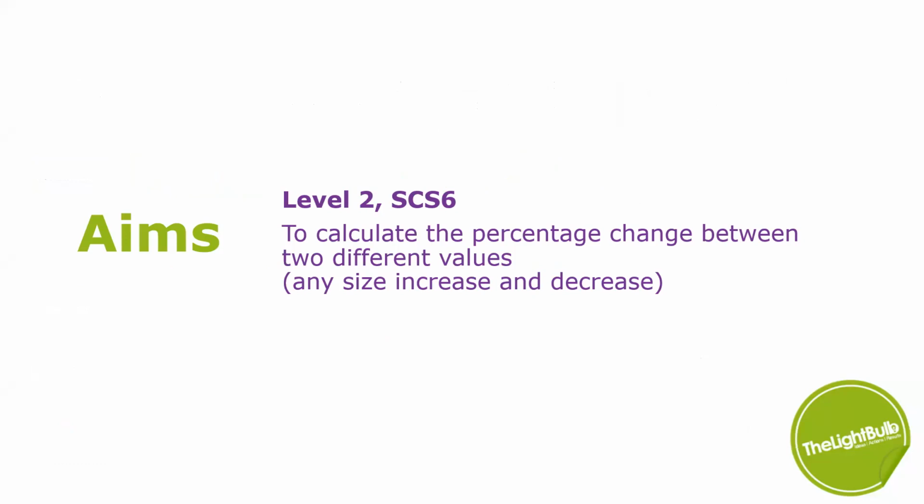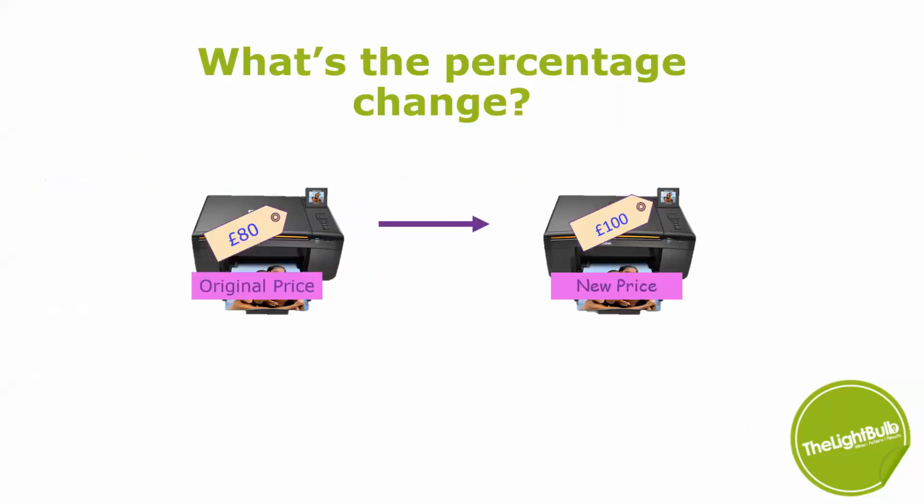Let's have a look at an example of where this might be useful or put into practice. Not only can we compare the amount of income that a business or charity may have had, we can compare the prices of different things as well. So on the screen, we've got two printers. The first printer was costing £80. And then sometime later, the same printer actually increased in cost and now costs £100. What is the percentage change that has taken place?